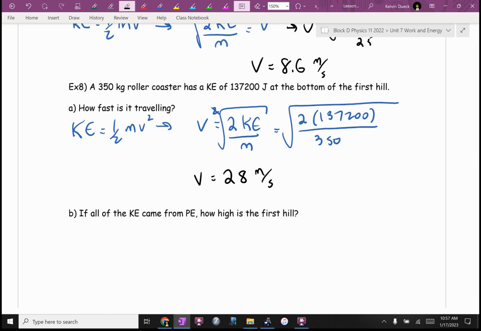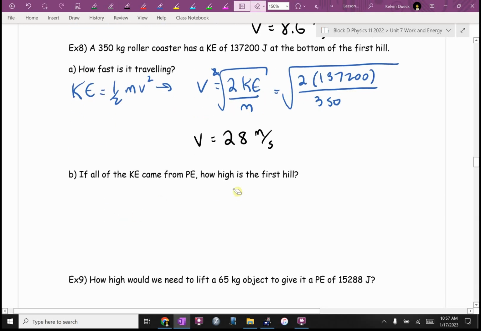Now let's talk about some ride design. Suppose you're a ride engineer and you know you want people at the bottom of the first hill to be going 28 meters per second. Well, how high do you need to build the first hill? That's a good question. Gibson, can you read to me the first phrase? Starts with the word if. Look up. What I'm really saying is, if this is true, that's my starting point. If all of the kinetic energy came from potential energy.